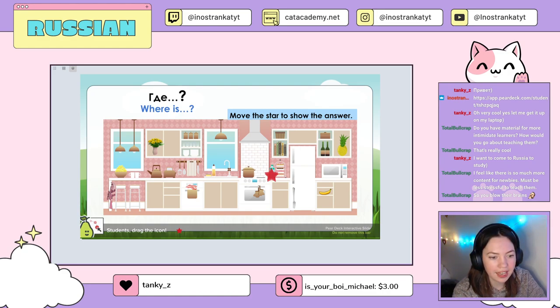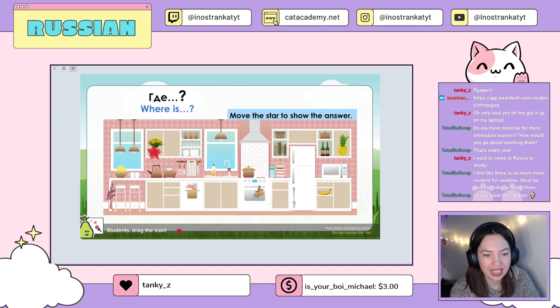Где ваза? Where is ваза? So again, we need to move our star to the next location. Где ваза? Правильно. Correct. Ваза. Хорошо.